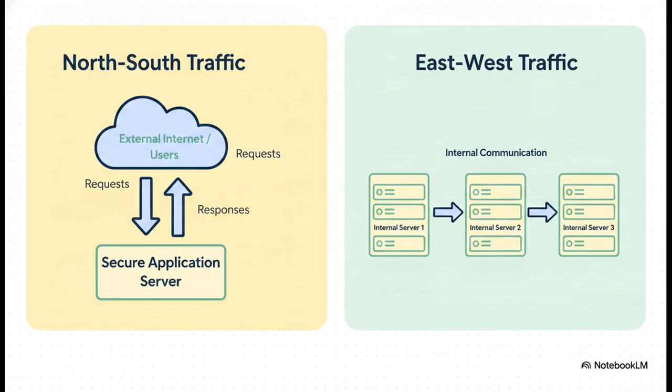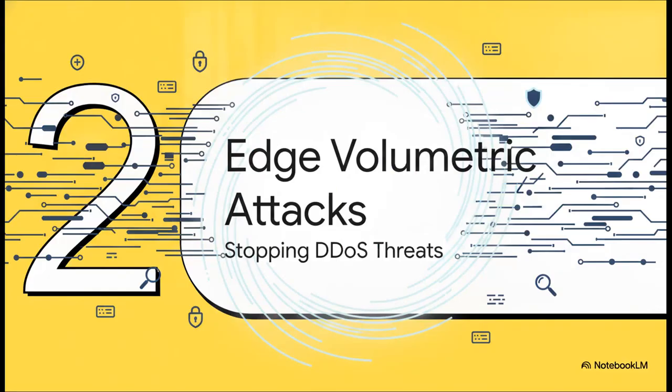Now, you might be wondering about the terminology here. It's kind of fascinating how networking relies on this geographic metaphor. And before we look at the specific defense layers, we really need to understand it. North-south traffic refers to data moving in and out, so external users on the internet communicating with your internal applications. East-west traffic, on the other hand, is entirely internal. That's your servers, your applications, and your workloads talking to each other behind the scenes. Grasping this traffic flow is totally essential because you have to apply completely different security measures depending on the direction that data is moving. Moving on to Section 2, stopping edge volumetric attacks, or stopping DDoS threats.